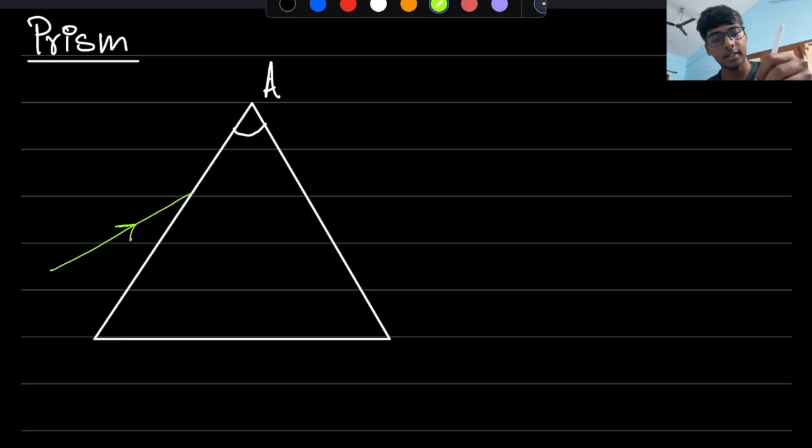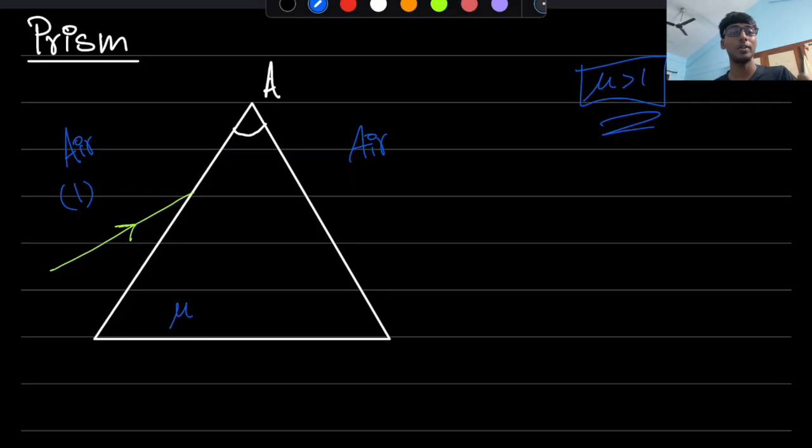So one thing that I did not write here is the outside medium is essentially air, and the inner one can be any material. Let me say it's mu. Anyway, air's refractive index is 1, and let me say mu is greater than 1. So mu is obviously optically denser, which means if I draw a normal here at this interface, when light travels from rarer to denser, it's going to bend towards the normal.